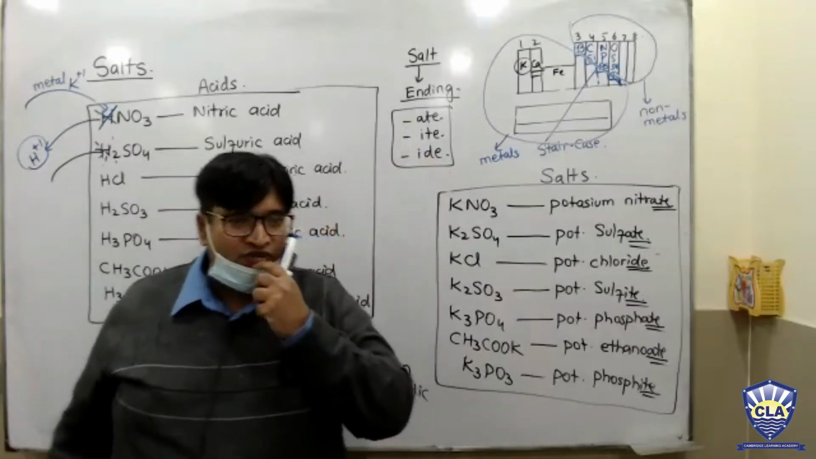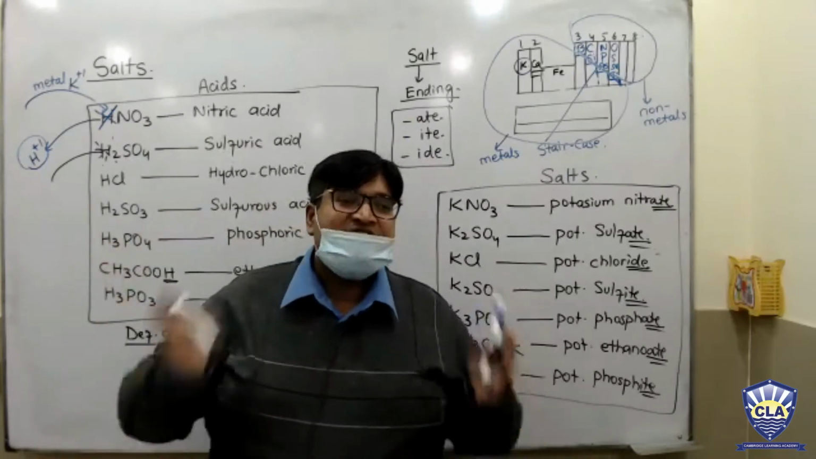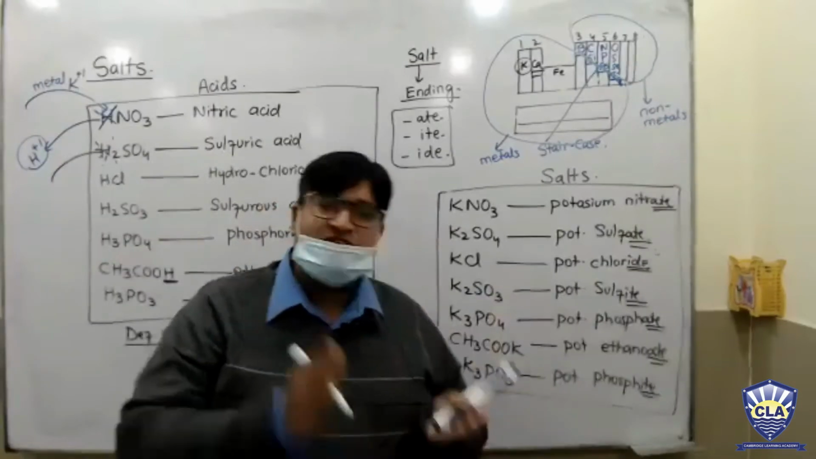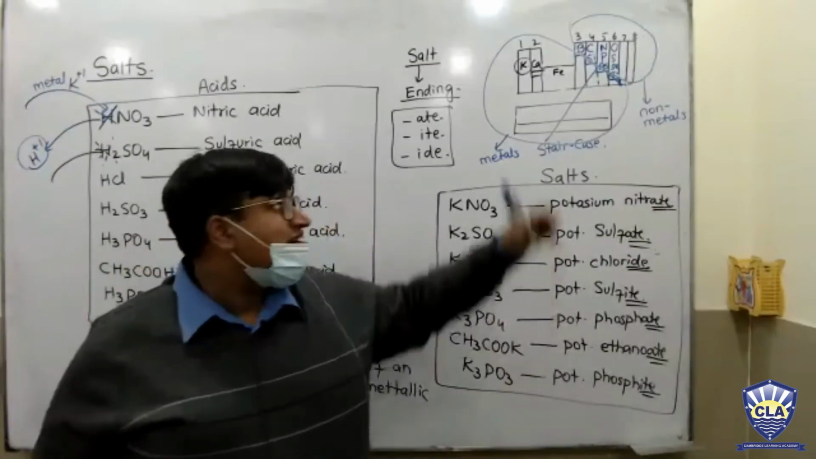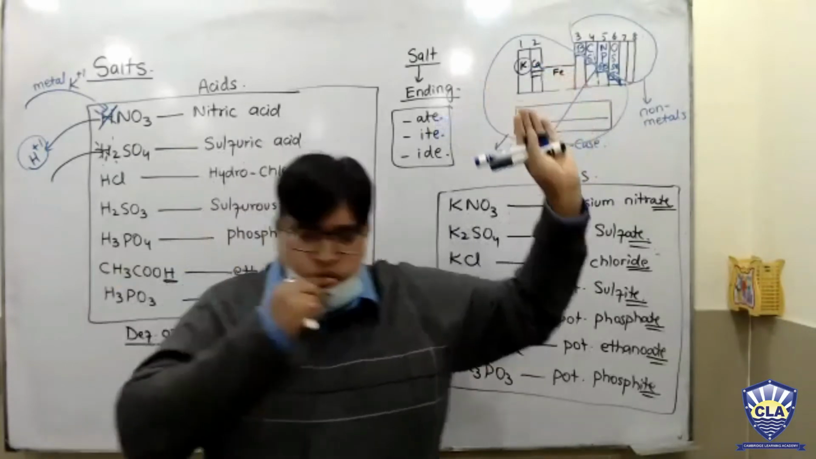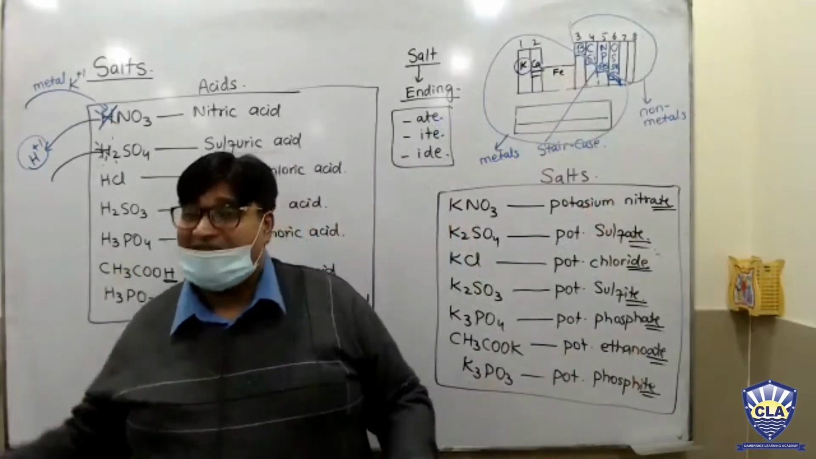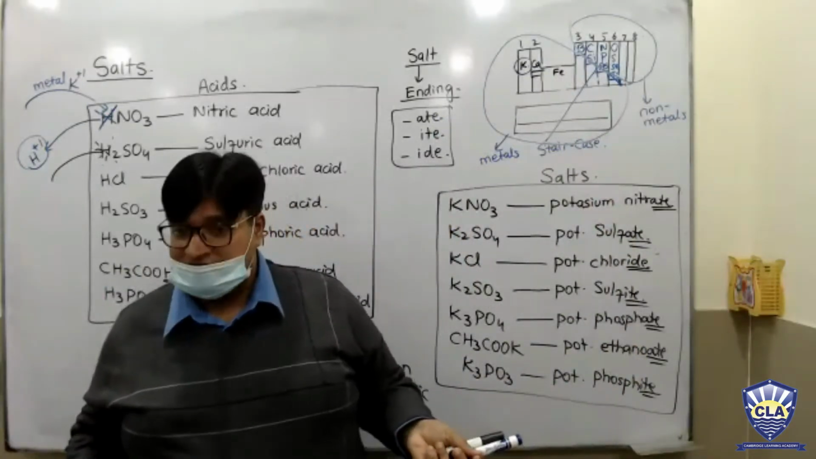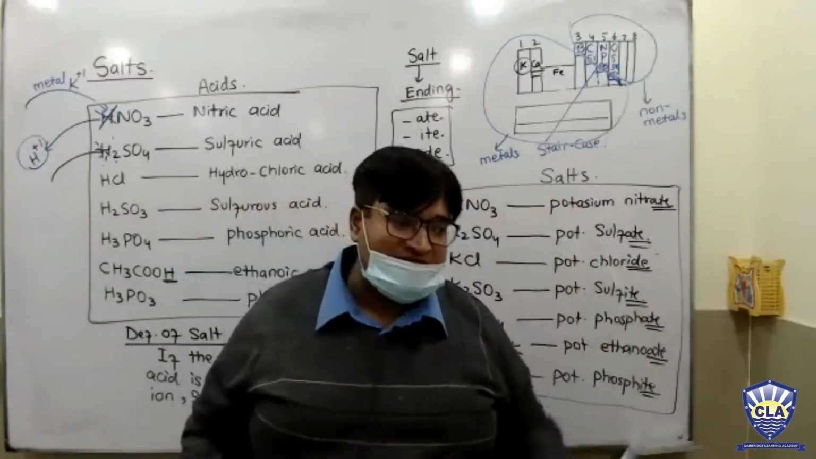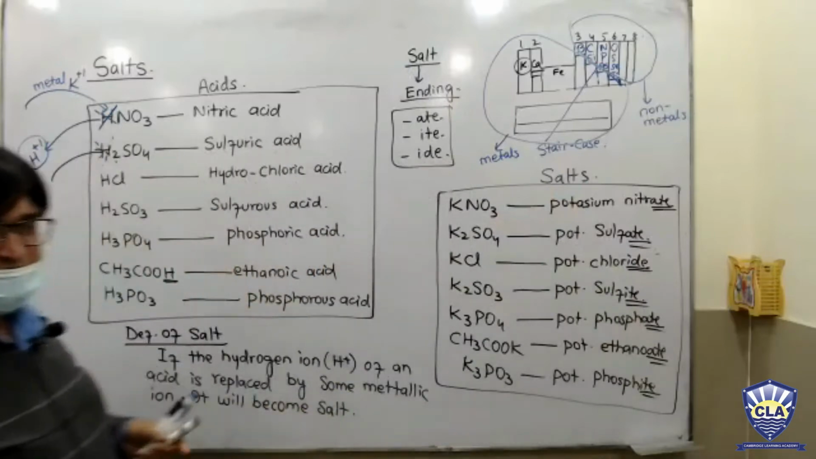So up till now, we have discussed two things. The first thing we have discussed: if the hydrogen ion of any acid is replaced by some metallic ion, and that metal can be anything else under the staircase. Okay. So if you replace it with some metallic ion, it will become the salt. And all the salts are going to have their ending in ATE, ITE, and IDE. You got it?